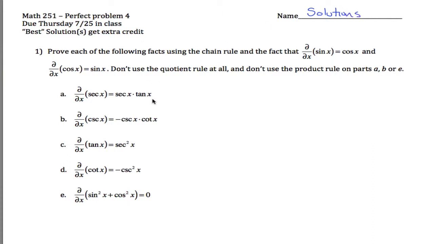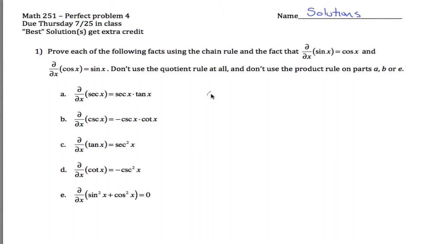All right, here's solutions to perfect problem 4. Basically, you're finding things we already know. You're proving these 6 derivatives that are given. But now we're doing it a little bit differently. I think in the past we used the quotient rule to figure a bunch of these out. Maybe some product rule in here. Now we're going to use the chain rule primarily.